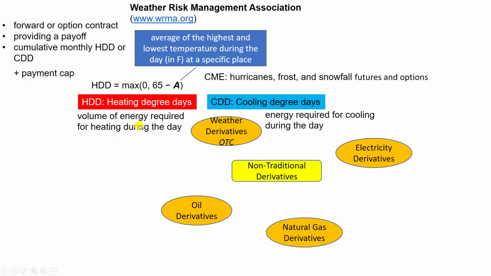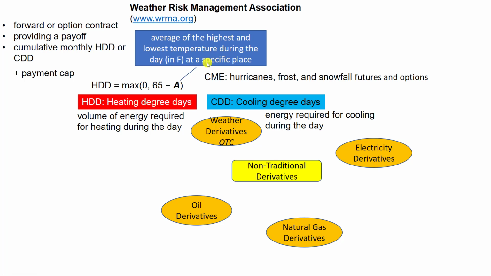So we can see that there are these HDD, heating degree days contracts, which are defined as the volume of energy required for heating during the day. And unfortunately, everything is defined in Fahrenheit because of Anglo-Saxon issues. So we can see that it is the differential between 65 Fahrenheit and the average of the highest and lowest temperature during the day at a specific place.